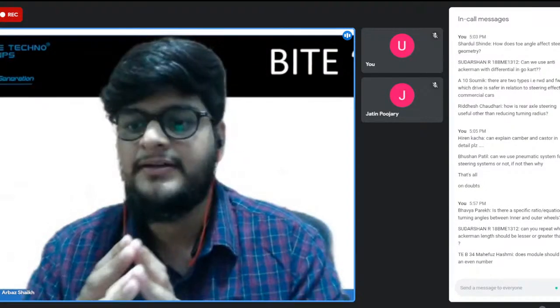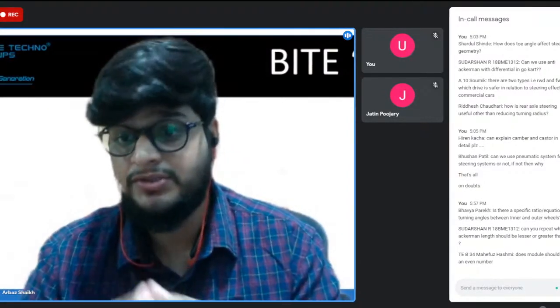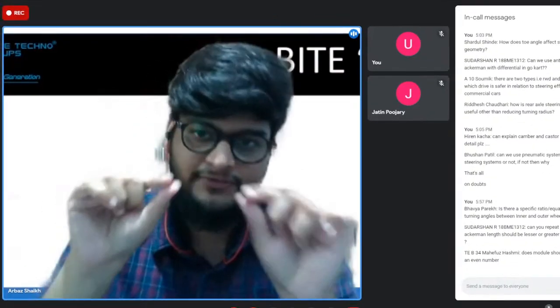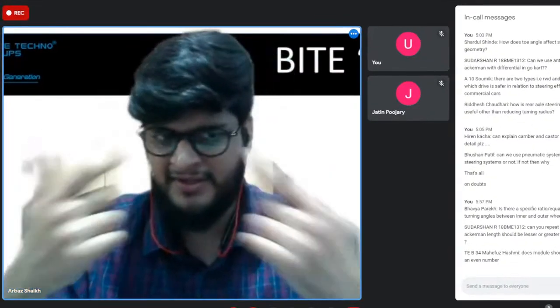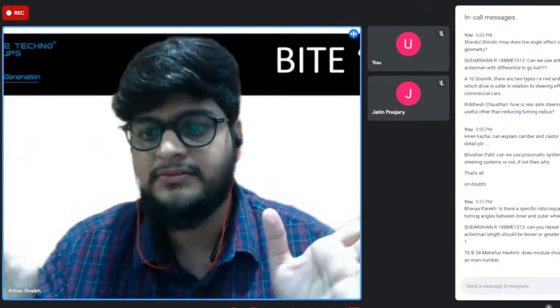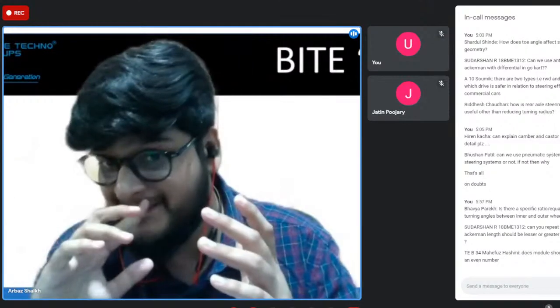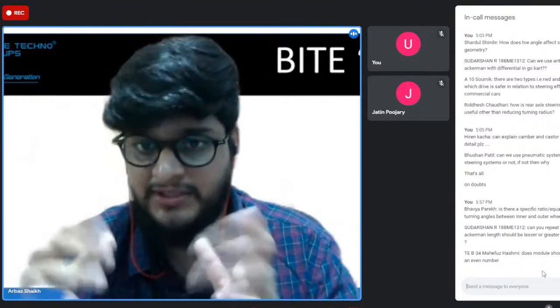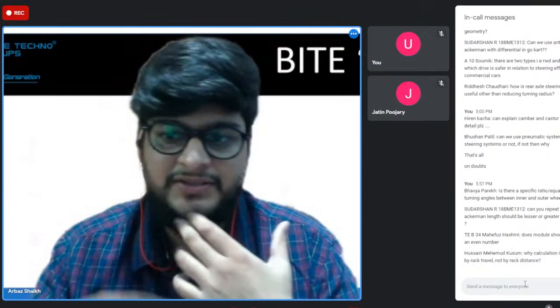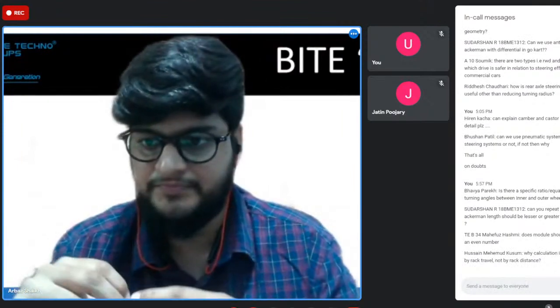Sudarshan, you're asking why the Ackerman arm length should be lesser than D. So imagine if it's not lesser than D, the tie rods will be pointing downwards or rearwards towards the vehicle. And if that happens, the motion of the steering will not be smooth. It'll get stuck when you're turning your wheels. So that's why it should always be lesser than D.